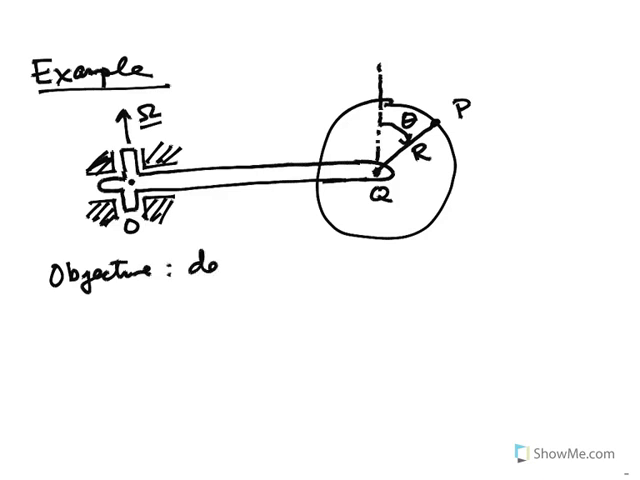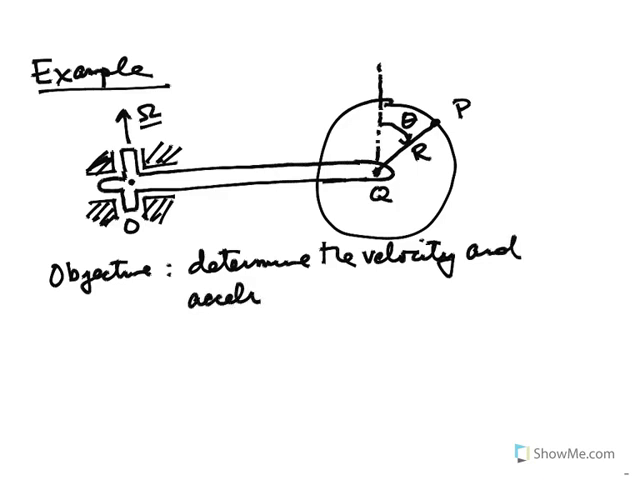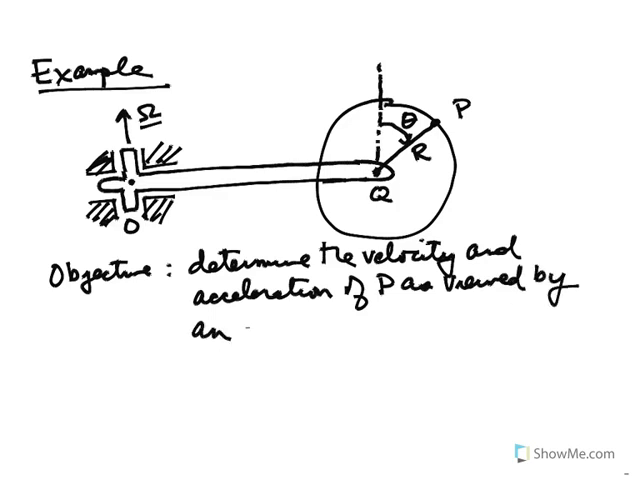is to determine the velocity and acceleration of P as viewed by an observer fixed to the ground.